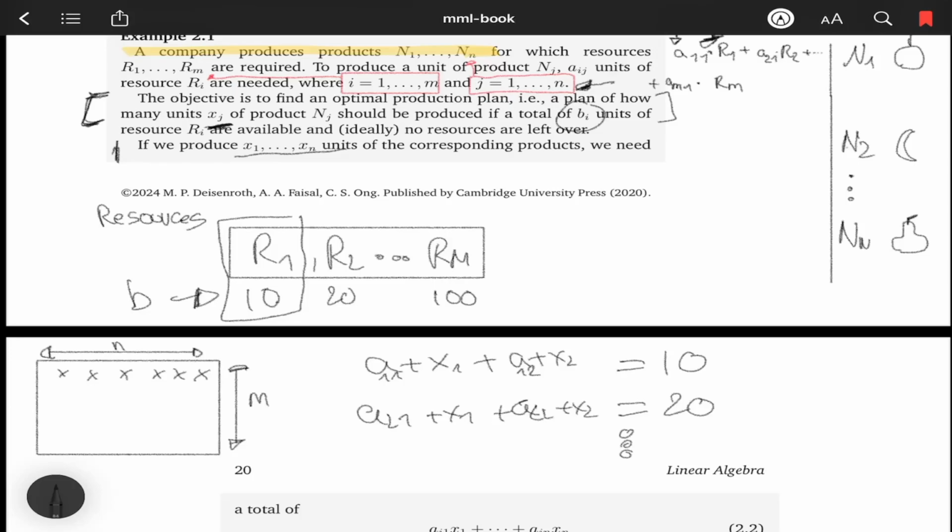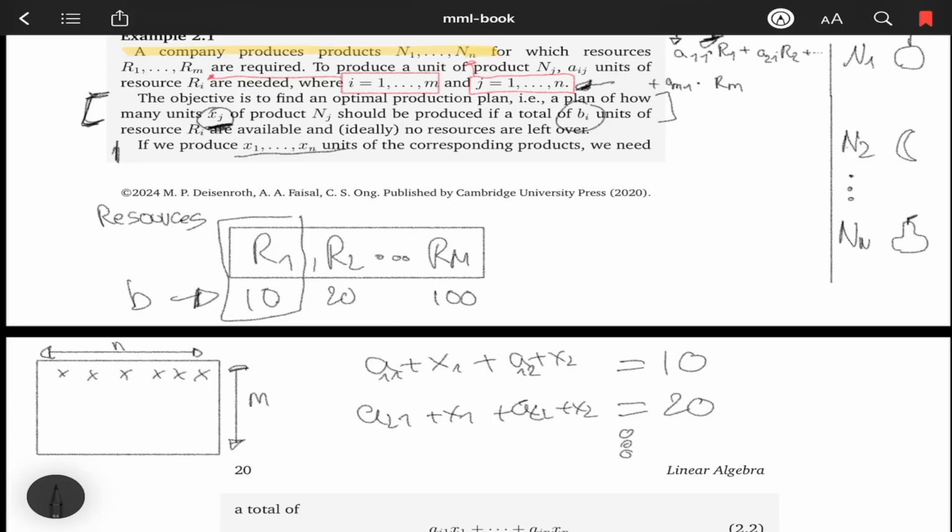The length of the row, which means the number of columns actually. So how many columns do we have? N. So how many x's do we have in one row? We have n many x's in one row. That makes sense because x is xj and j goes from 1 to n.